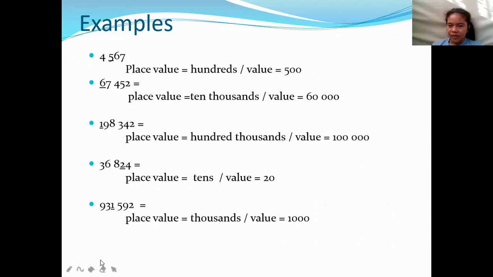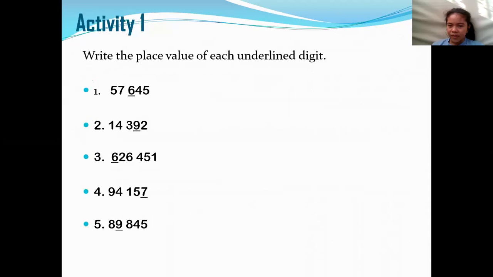Next, 931,592. The place value is, okay, ones, tens, hundreds, thousands. So it is in the thousands place. Since it is in the thousands place, the value is 1,000. Okay. Next, we have now the activity. Write the place value of each underlined digit. Okay, grade 4, can you follow me? What is the place value of each underlined digit? Our underlined digit in number 1 is 6. So it is in the hundreds place.